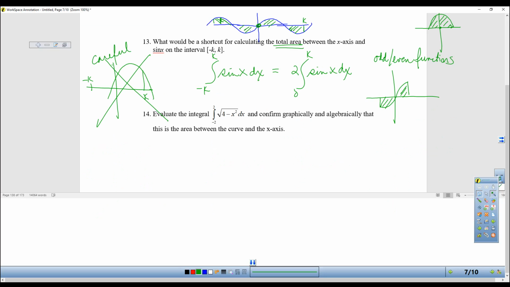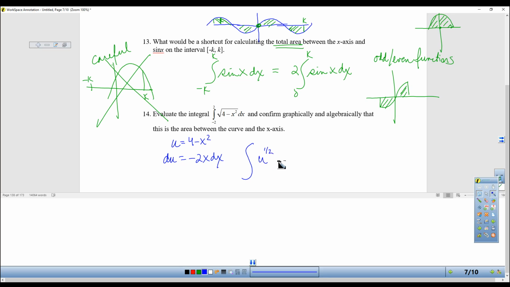Number 14, evaluate the integral from negative 2 to 2 of the square root of 4 minus x squared dx. So we haven't done one of these yet today. Use substitution. U is equal to 4 minus x squared. Du is equal to negative 2x dx. I'm going to change this to a 1/2. I don't need the parentheses because I'm changing it to a u also.